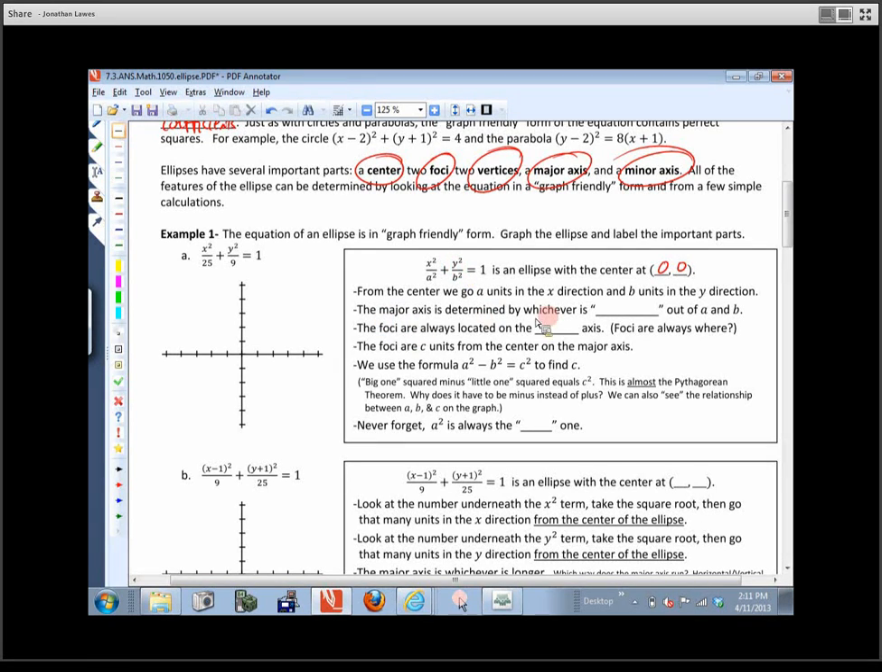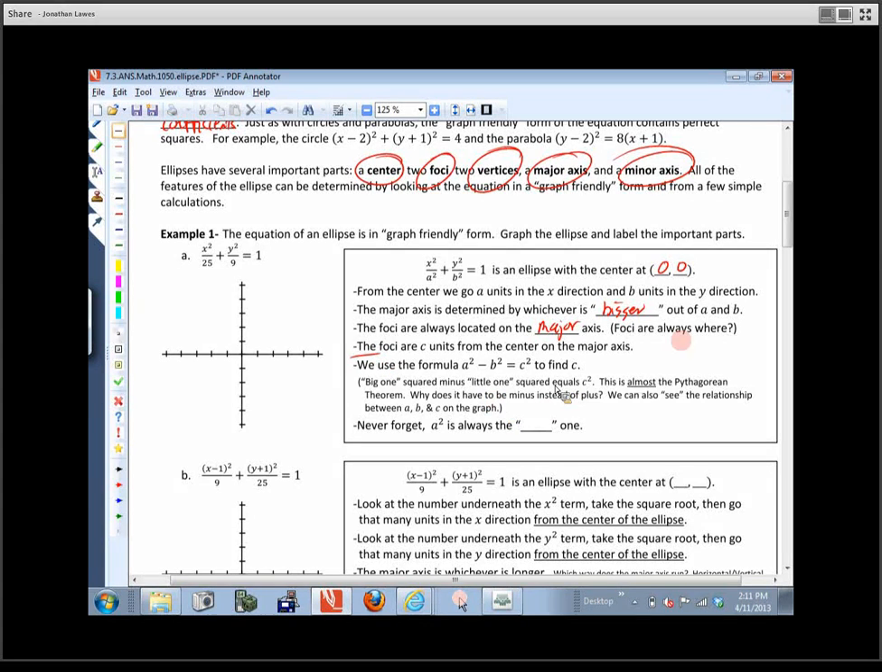The major axis is determined by whichever is bigger out of A or B. The foci are always located on the major axis. The major axis is always the longer axis. The minor axis is the shorter one. Okay? And remember, I said this before, I'll just restate it here. The foci are always inside the curved part of the conic section. So they're always going to be inside the ellipse. They're never going to be outside the ellipse. Okay? And the foci are C units from the center on the major axis. I'm going to go to right there, and then I'm going to talk about how we can find what C is.